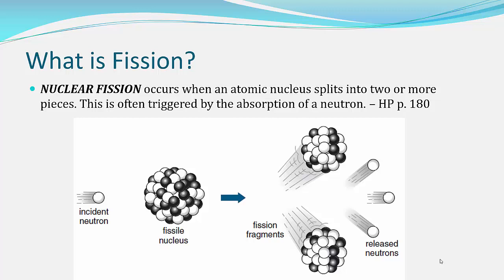So we'll start off by answering the question, what is fission? Generally speaking, fission is when a nucleus will split into two or more pieces. And that typically happens, or is triggered, when a neutron is absorbed by that nucleus and then it becomes unstable.